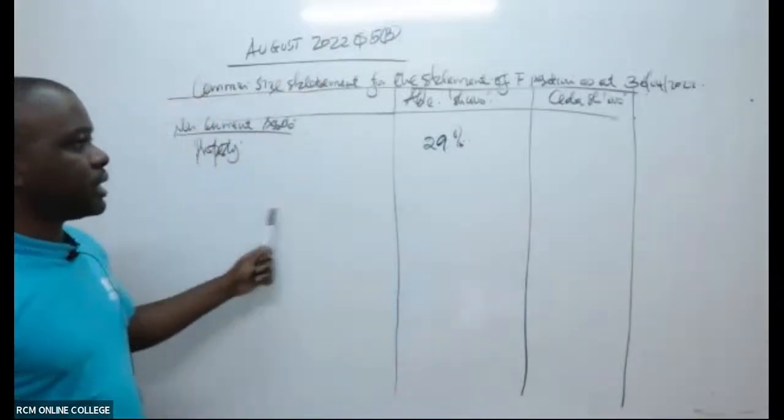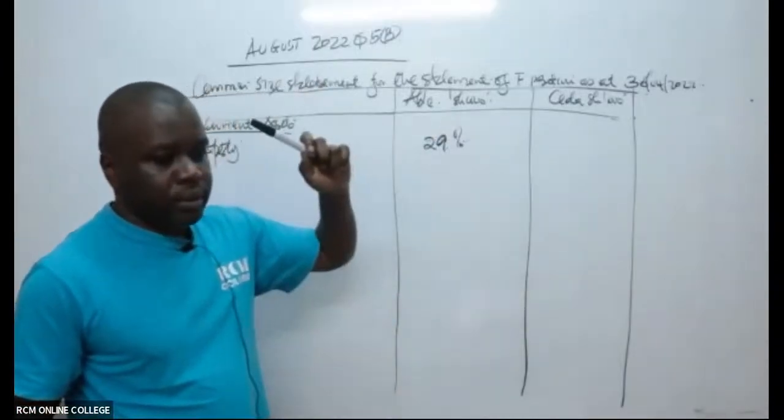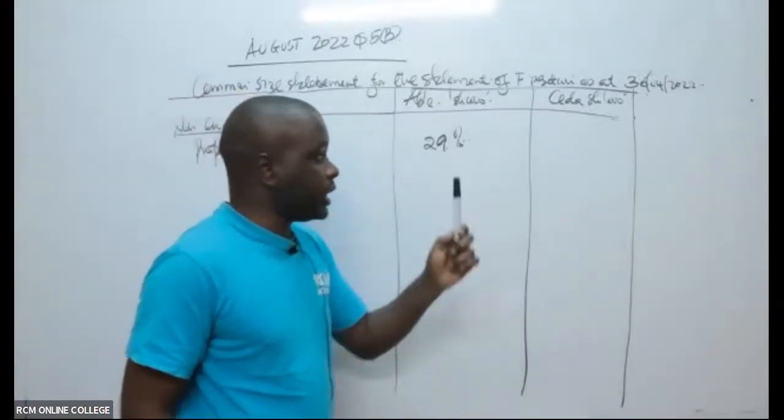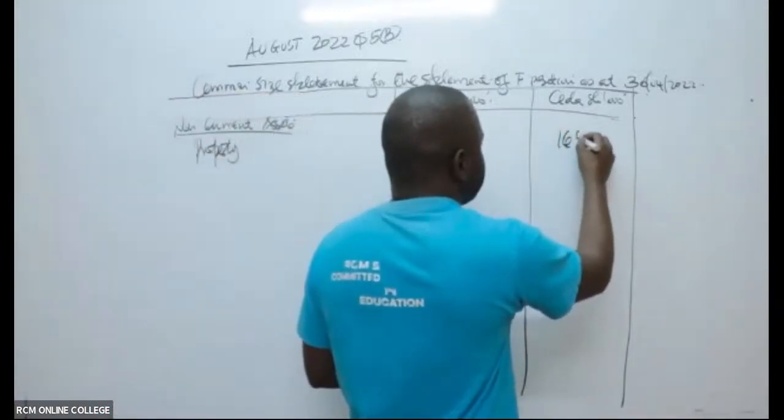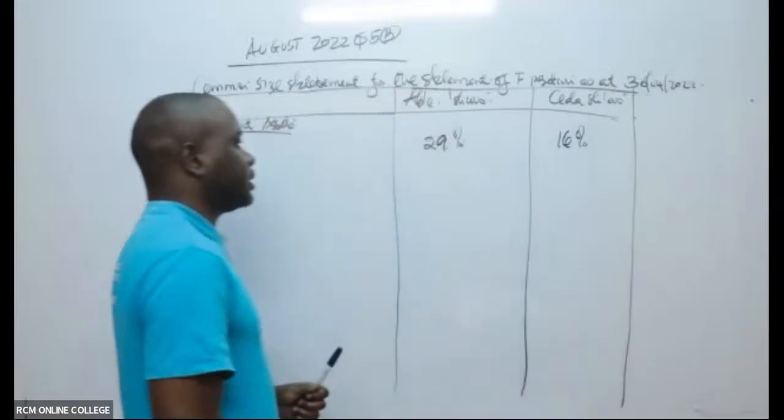29%. What about the other side of SEDA? I can see you're saying 15.8, so we can do 16%.